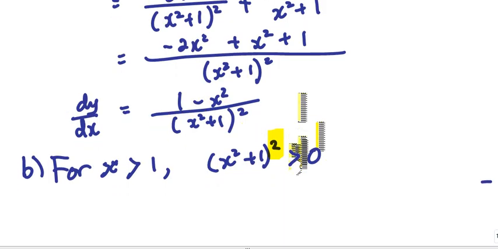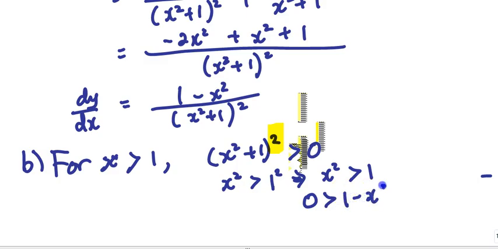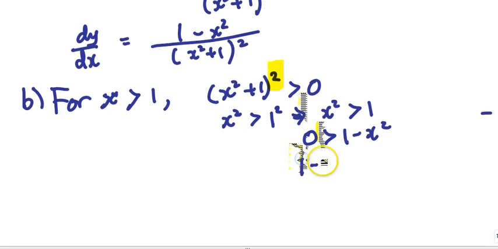Now, how about the numerator? For x more than 1, we know that x squared must therefore also be more than 1 squared. So x squared must be more than 1. Now, if x squared is more than 1, then what happens to 1 minus x squared? If you move x squared over to this side, you get 0 is more than 1 minus x squared. And you find that 1 minus x squared therefore is less than 0.